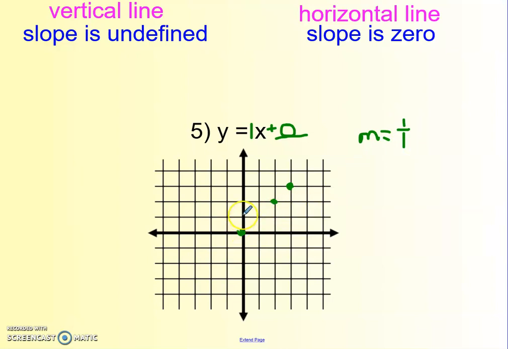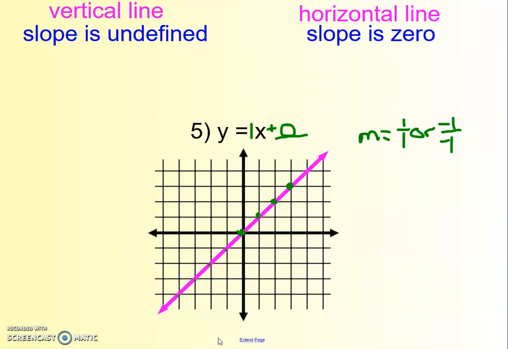So from this point, you go up 1, right 1, up 1, right 1, up 1, right 1. Or you could call this negative 1 over negative 1. That's still a positive 1. Down 1, left 1, down 1, left 1. Anyways, the line y equals x is this diagonal line cutting right through the origin.